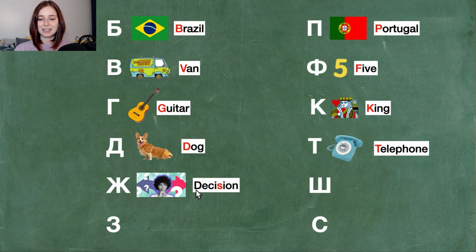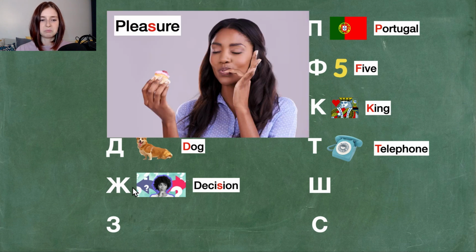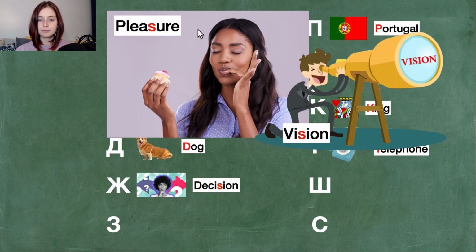A good example for this letter is the word decision. When you pronounce decision, somewhere in there you have this zh sound. That's actually the sound that we need. You can also hear it in the words pleasure and vision. The sound is zh. So that's it.